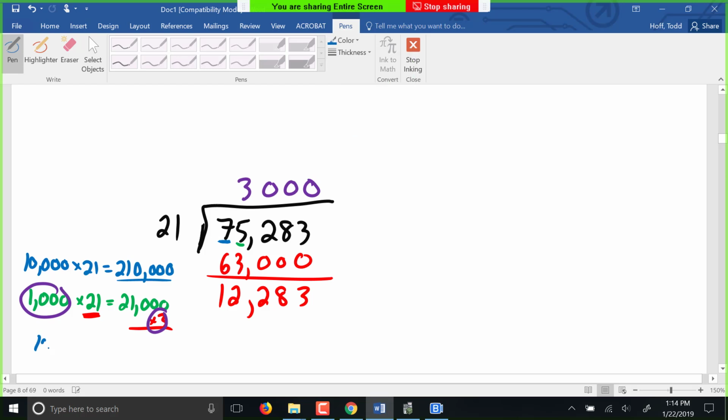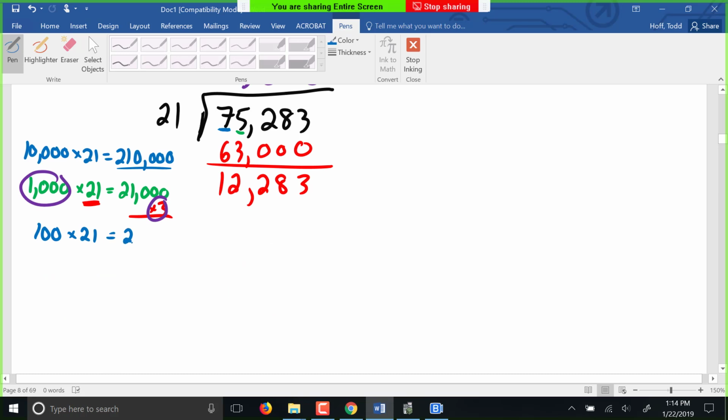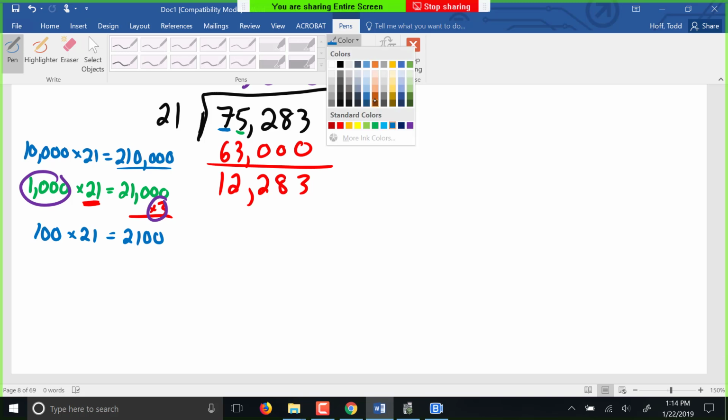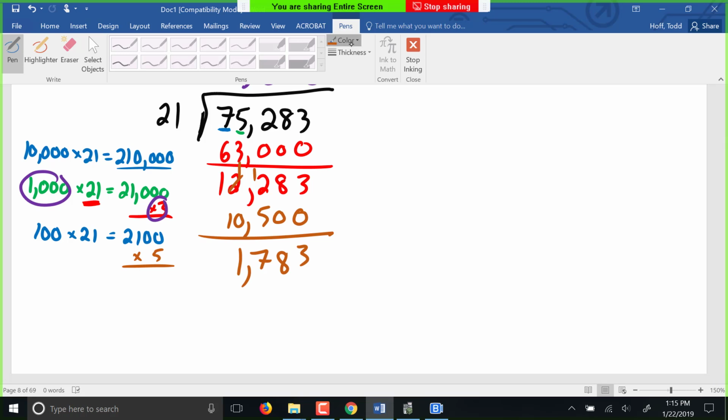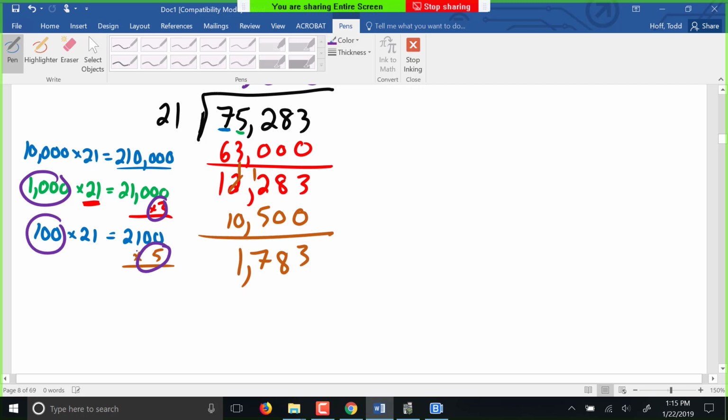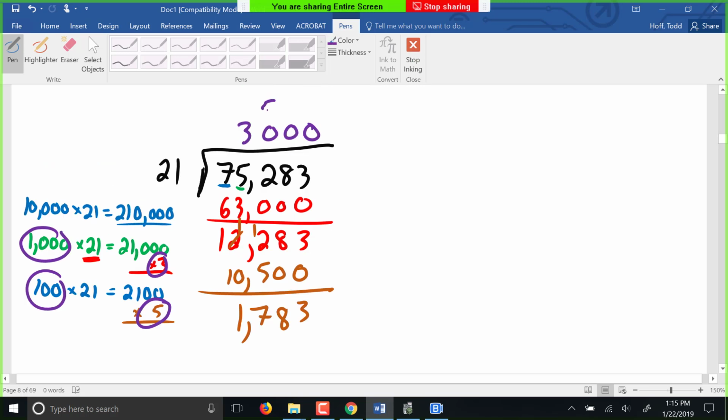My next place value is the hundreds. 100 times 21 is 2,100. Can I subtract that from what's left? Yeah, in fact, 6 won't quite go, but I can subtract it 5 times. 2,100 times 5 is 10,500. I subtract, and that leaves 1,783. How many 21s did I just subtract? 500. Good. 100 times 5 is 500 more.